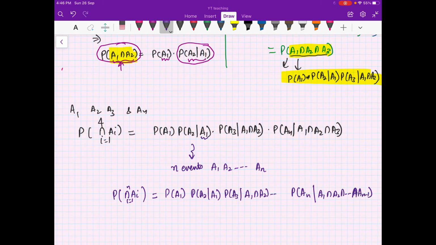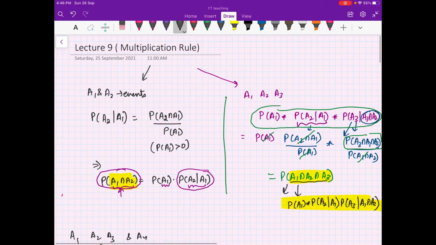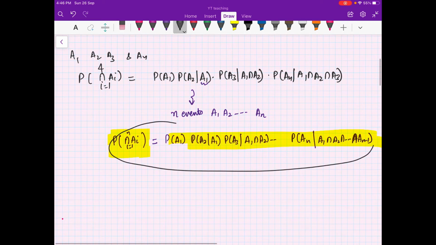In this way we can always calculate the probability of this event using the conditional probabilities. These are the mathematical calculations we have done for the multiplication rule, and this rule is called the multiplication rule.